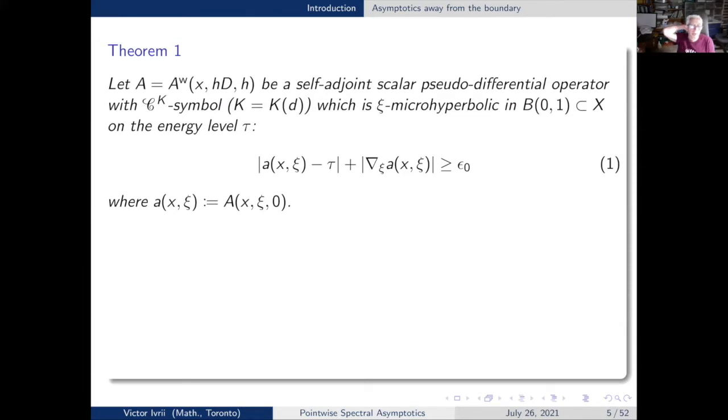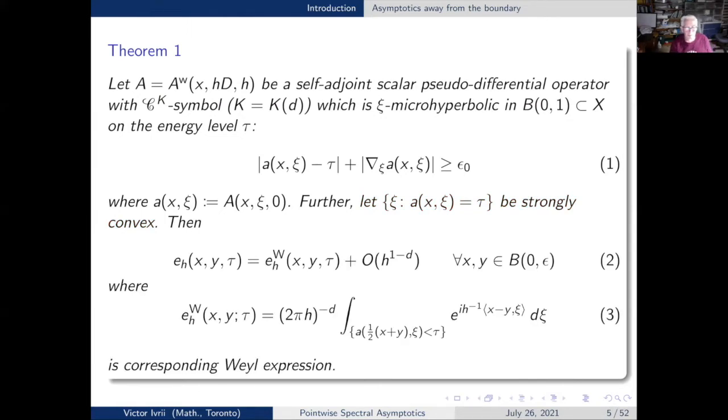So let's start from x and y disjoint from the boundary. Let A be a self-adjoint scalar pseudo-differential operator with smooth symbol, which is psi-microhyperbolic on the energy level tau. That means that when a equals tau, the gradient with respect to psi is not zero, and a is the principal symbol of A. And also we assume that the surface is strongly convex.